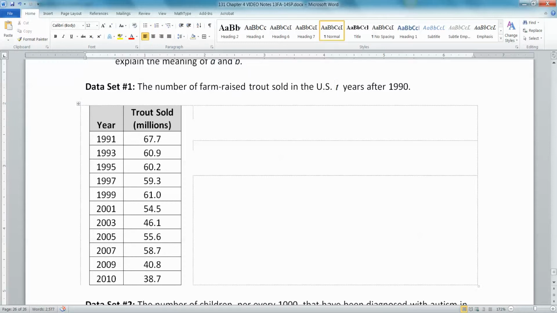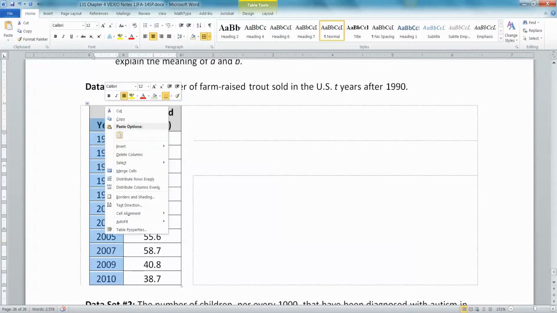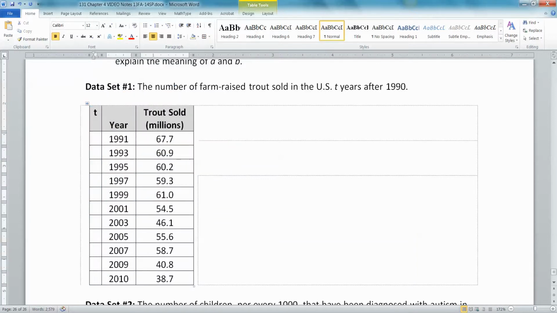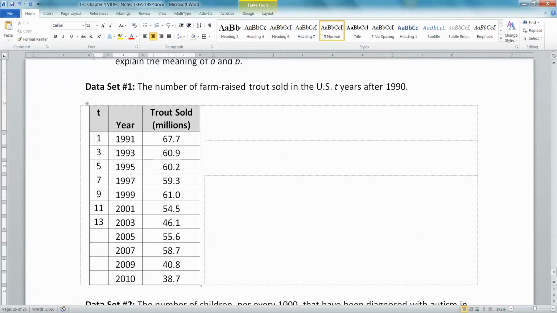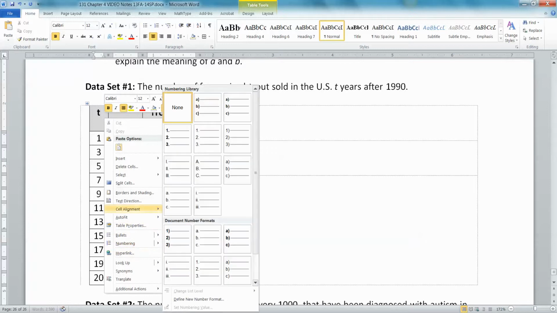All right, so let's put this into the calculator, shall we? Now remember, we don't really want the year like we have here. What we want is T. So since it's years after 1990, this would be 1, 3, 5, 7, 9, 11, 13, 17, 19, and 20. So that's what we're going to type into the calculator.